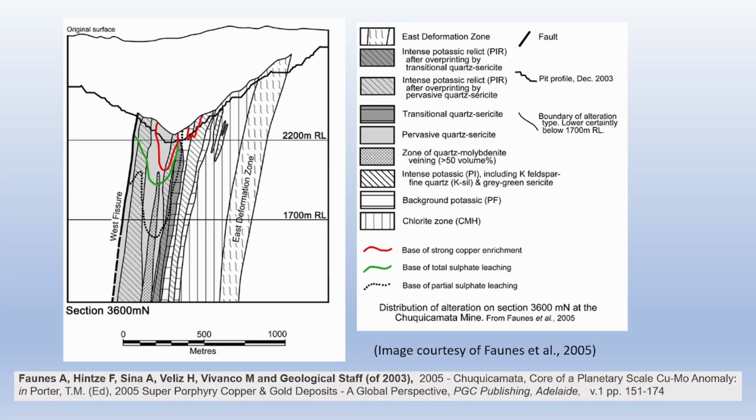Overlying this zone is a distinct stratification which is related to supergene process. The red boundary, or the red line, delineates the base of stronger copper enrichment. The green line indicates the base of total sulfate leaching, and the dashed line marks the lower boundary of partial leaching. These geochemical fronts reflect vertical fluid migration during weathering and oxidation.